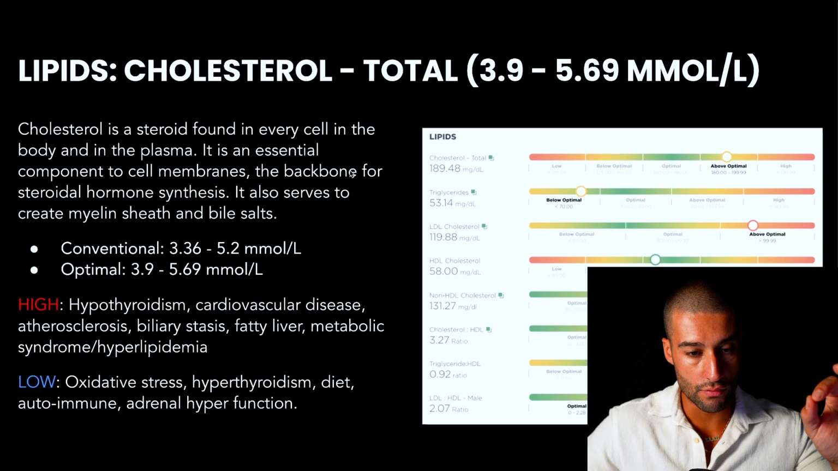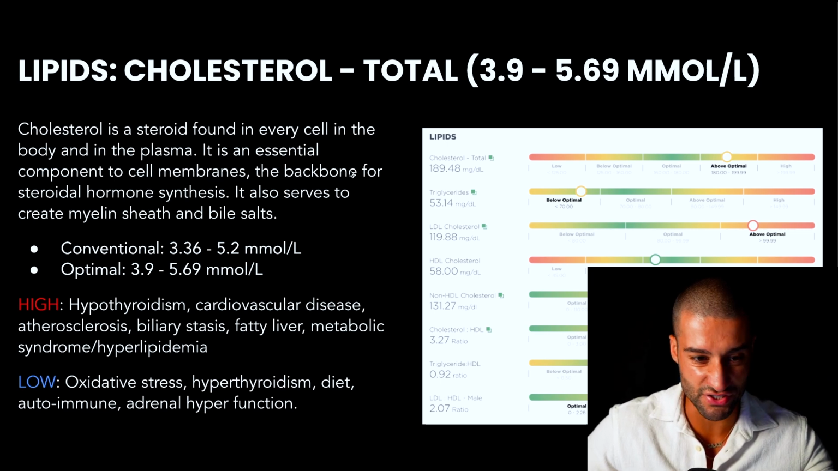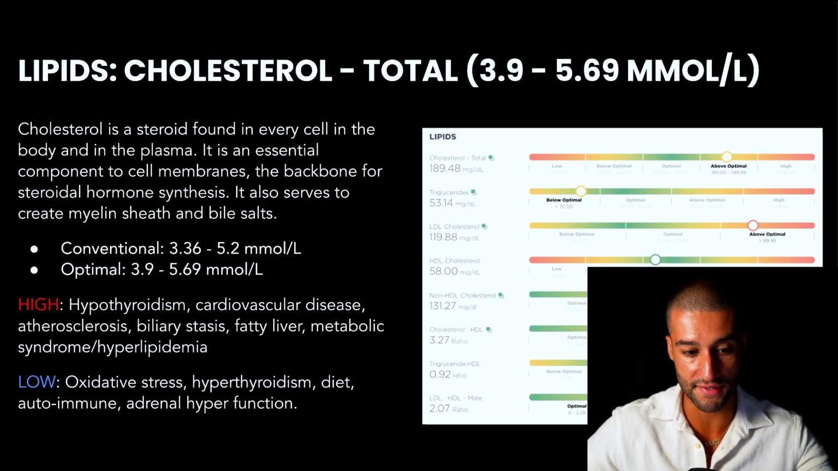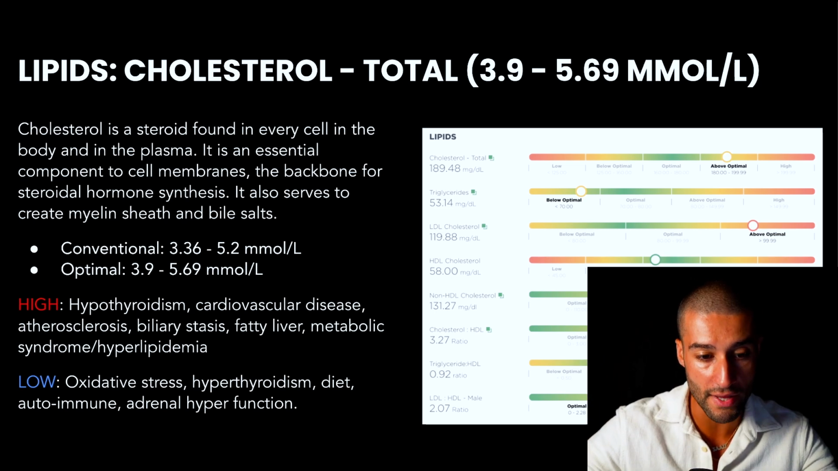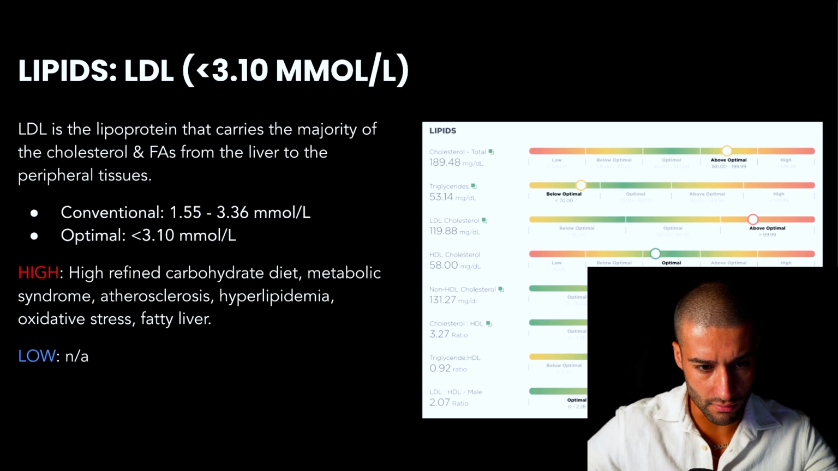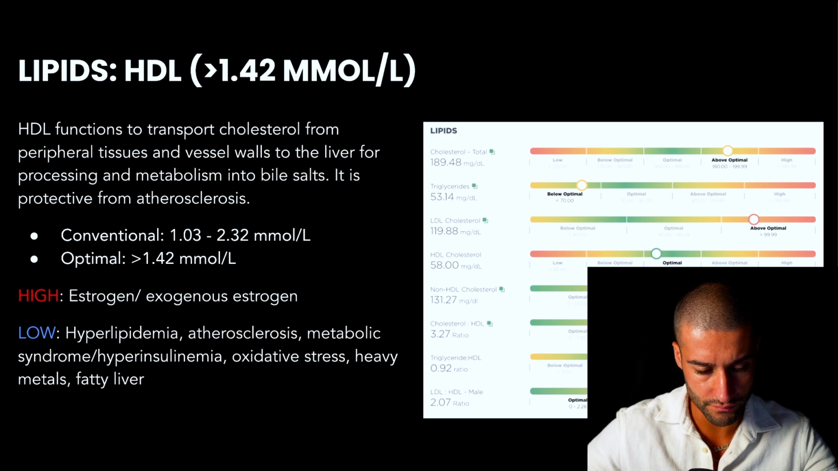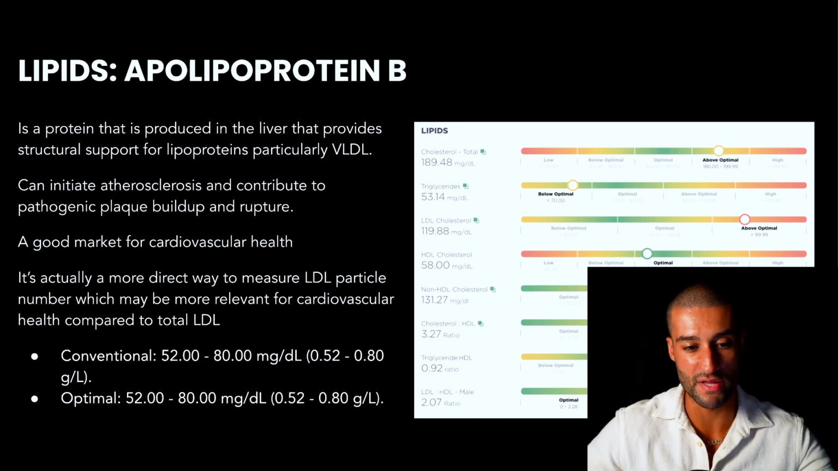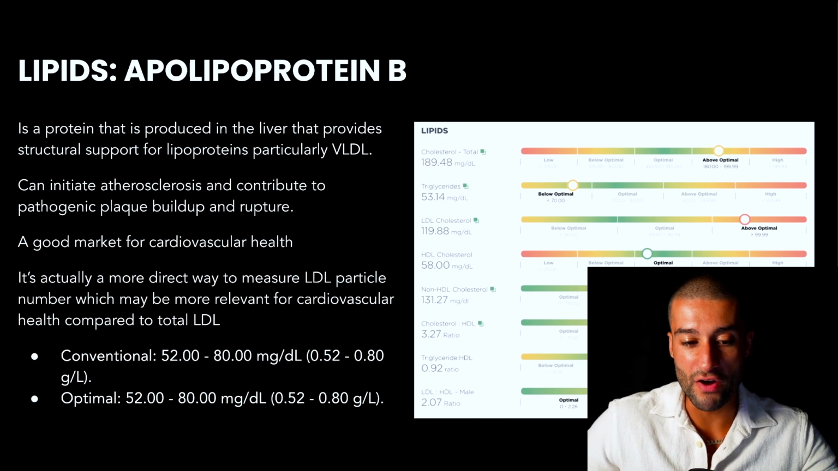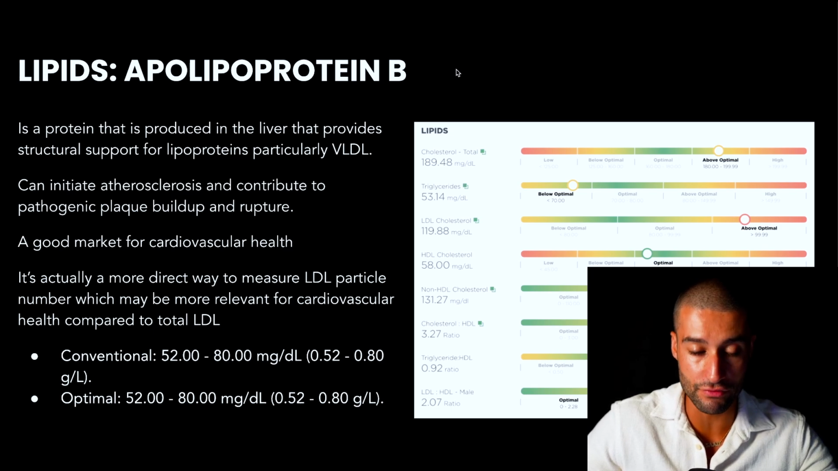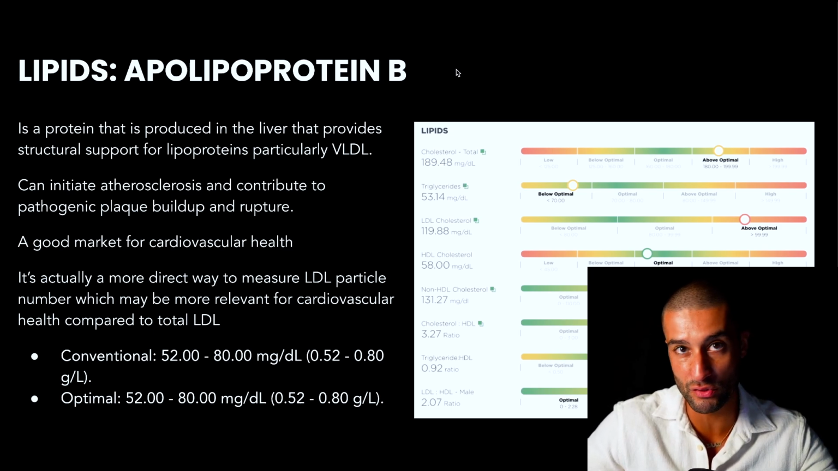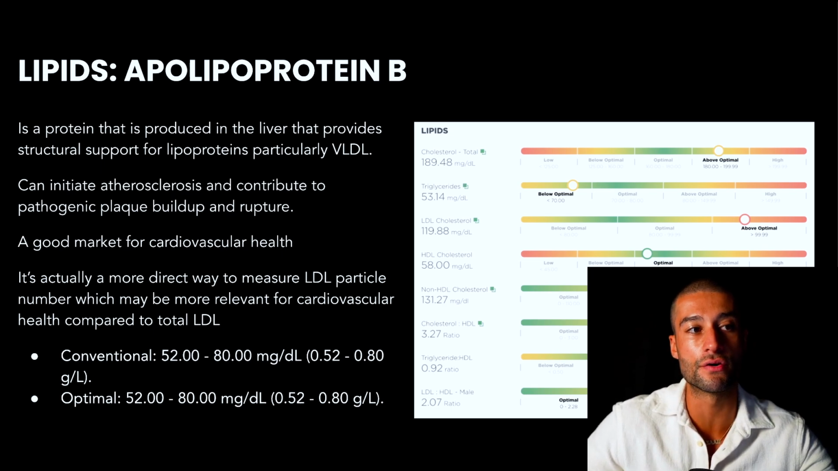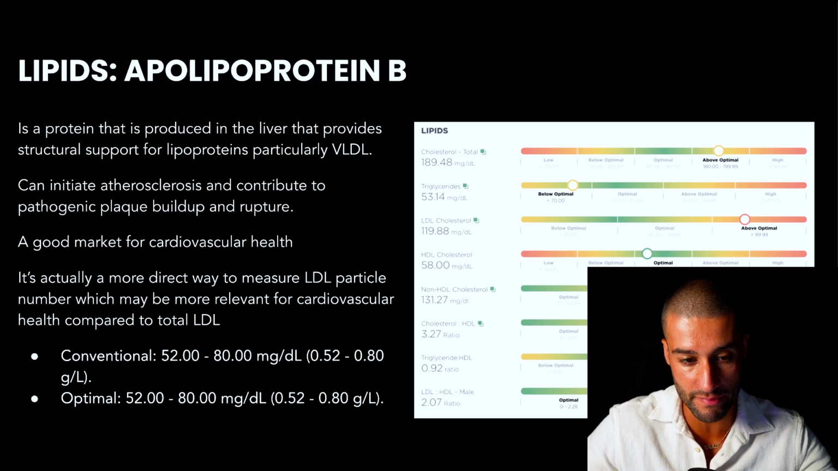All right. Now, if you want to pause the screen and look at a basic overview, we've covered a little bit of cholesterol, LDL, and things like that. But if you want to learn more and get some insight, you can there. LDL, looking at the optimal HDL, ApoB. I'm going to stop here. Apolipoprotein B is a protein produced by the liver that provides structural support for lipoproteins, can initiate atherosclerosis, as we say, and contribute to plaque buildup and rupture, which I showed you before. It's a more direct way to measure the LDL particle number, which may be more relevant for cardiovascular health. So this is just touching on, again, what we talked about.